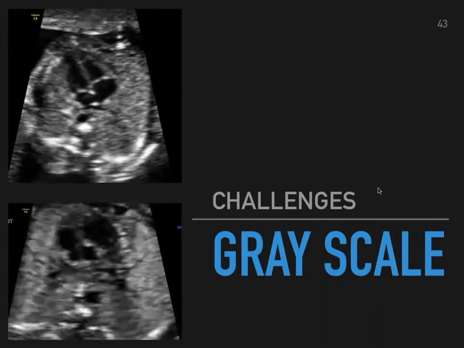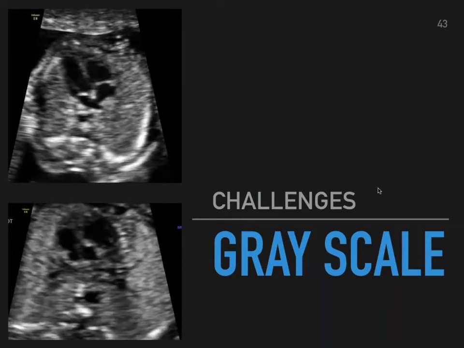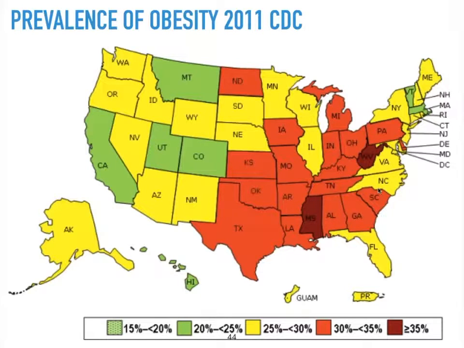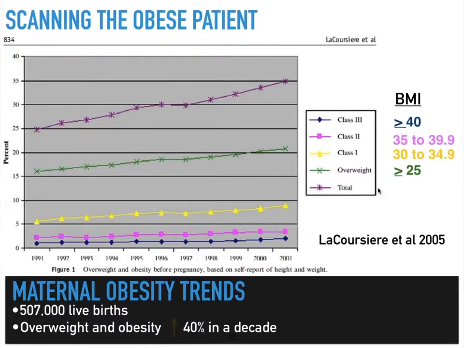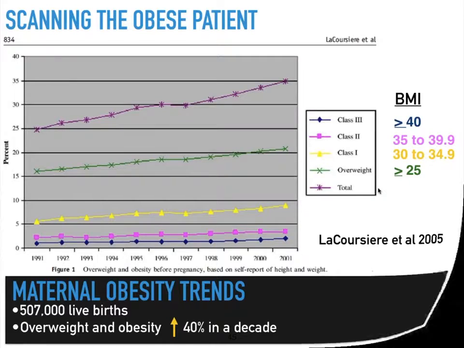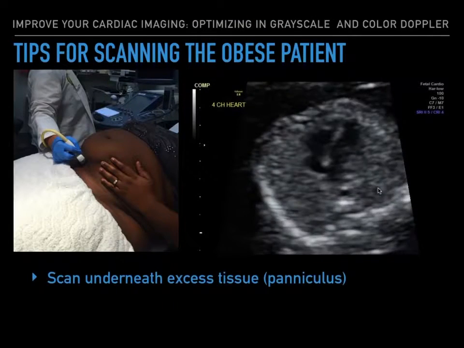Now moving on to the challenges that we encounter in grayscale. Morbid obesity accounts for 1/3 of the population and more than half of pregnant women in the United States. Here's a very interesting article by Le Corsier et al. back in 2005, showing the maternal obesity trends. There was a total of 507,000 live births, and there has been an increase in overweight and obesity of 40% in a decade. So it's very important when scanning the obese patient that we know how to apply these techniques that will be helpful for us.